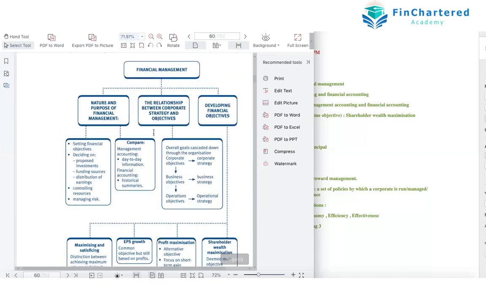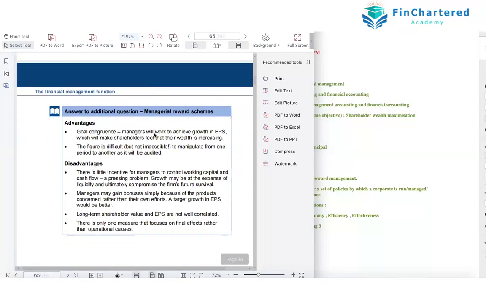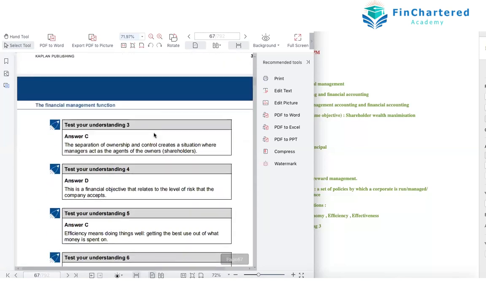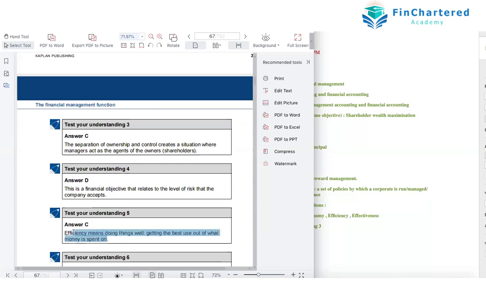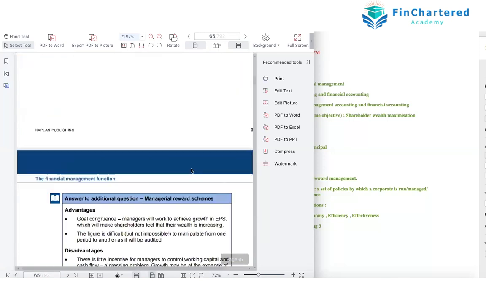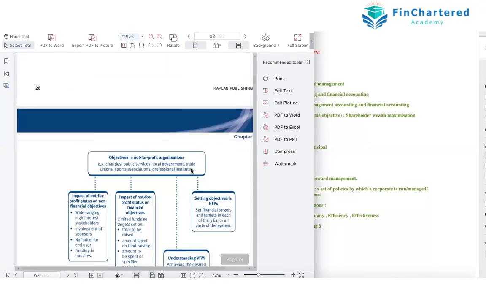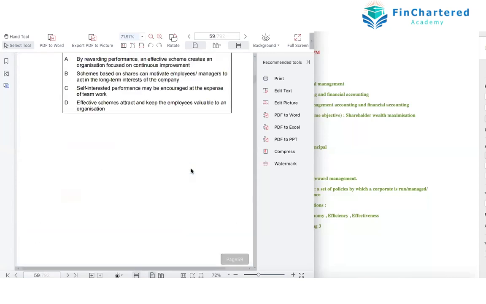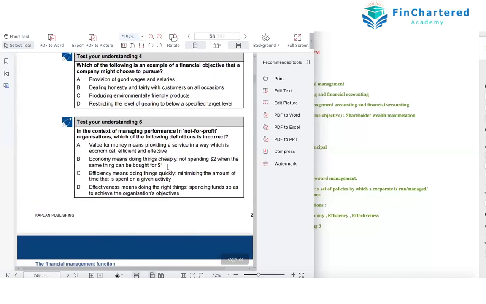So again, if you look at test your understanding 5, efficiency means doing things well. Basically getting the best use of what money is spent on. Again, for the little money that is spent, you're getting out more. Here, what is the confusion is when it comes to B, economy means doing things cheaply. So they've confused you a little bit over here.